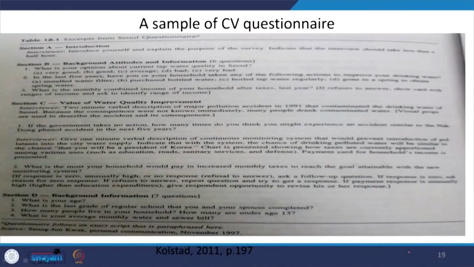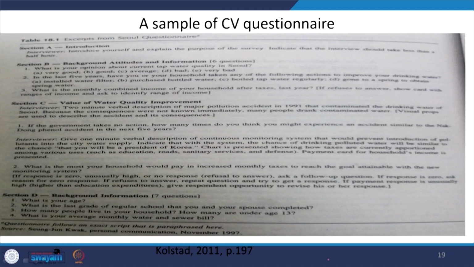Based on this understanding, we can discuss a sample of CV questionnaires. I have borrowed this from Kolstad's Introduction to Environmental Economics. As you understand, we need to segregate these CV questionnaires. The first one is introducing the interviewer itself. We need to explain the purpose of the survey, and then we will be discussing the background attitudes and information. So, why we are doing this kind of survey and what is the background information for this survey.